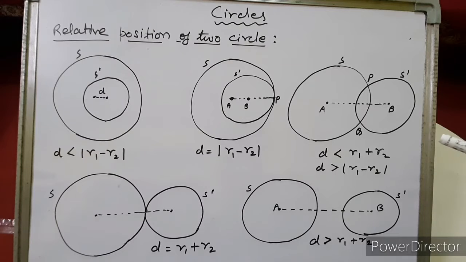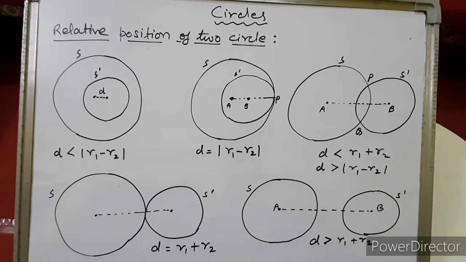See in the third point, here the circles are intersecting each other at 2 points P and Q. The center of the first circle is A and the center of the second circle is B. So if this condition happens, the distance between the centers will always be less than the sum of their radii. R1 is the radius of the first circle and R2 is the radius of the second circle, right?